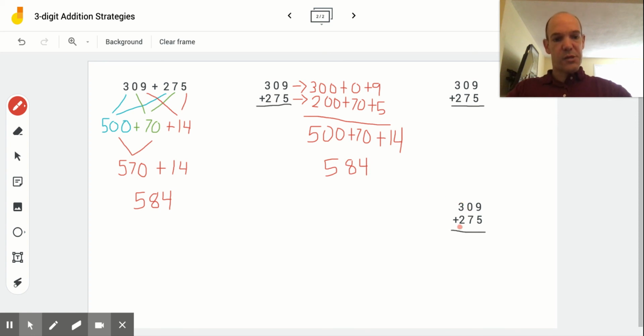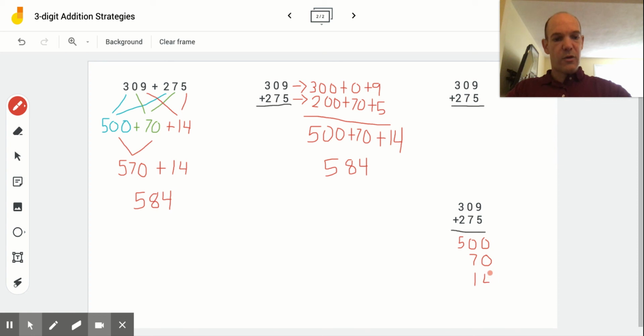And then the final way I wanted to show is a bit of a rule breaker. So in this case, we start in the hundreds column. I'm going to do it down here. So we have 300 and 200, which is going to be 500. Then you move to the tens. We have 0 tens and 7 tens, which is 70. And we have a 9 and a 5 in the ones column, which we already found out is 14.